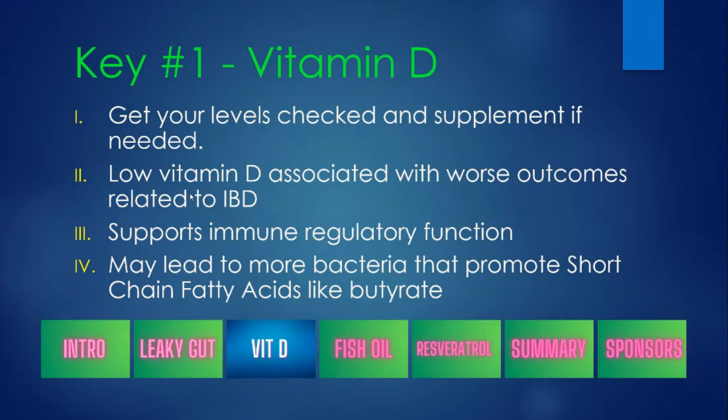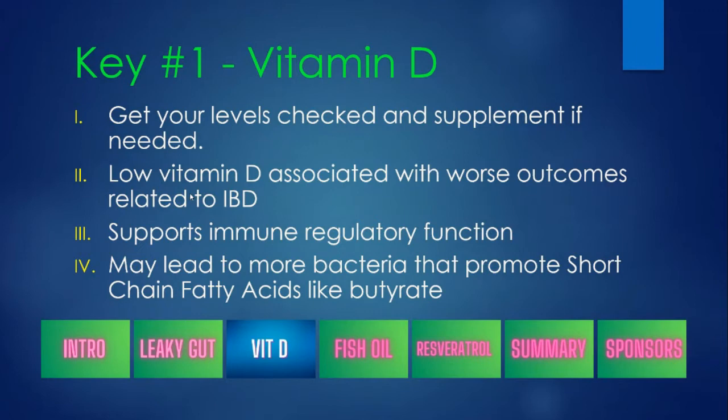Some of the issues with vitamin D. When we're talking about GI tract inflammation, low vitamin D has been associated with worse outcomes related to inflammatory bowel disease. So again, Crohn's disease, ulcerative colitis, celiac disease. These are autoimmune diseases of the bowel, and low vitamin D has been associated with worse outcomes. And it definitely correlates with what we talked about as far as immune dysfunction.